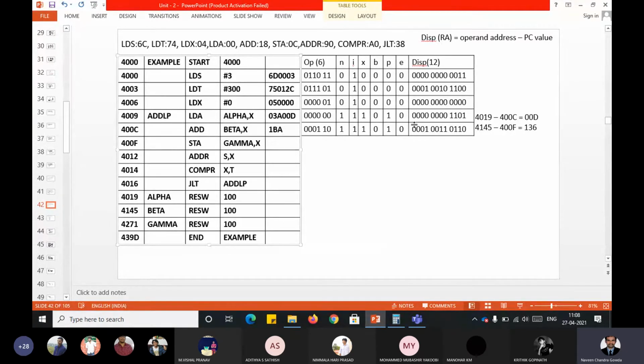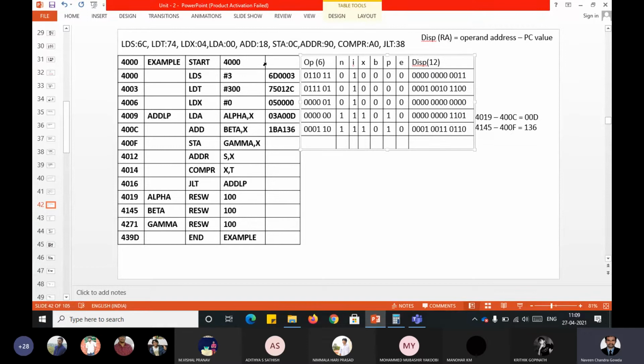So the next instruction is STA gamma comma X. What is the opcode of STA? It is 0C. So I'll write 0, and C is 1100, so I'll write 11. Again, as usual, it is neither indirect nor immediate, so both N and I will be 1 1. And it is making use of X, so E will be 0.